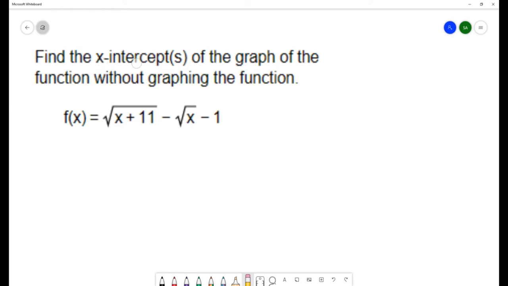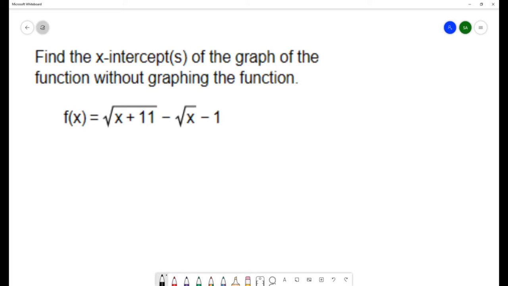Find the x-intercepts of the graph of the function without graphing the function. The function we're looking at is f of x equals square root of x plus 11 minus square root of x minus 1. So this has some radicals within the equation. So we're going to have to use some techniques to get rid of the radicals to find the x-intercepts.